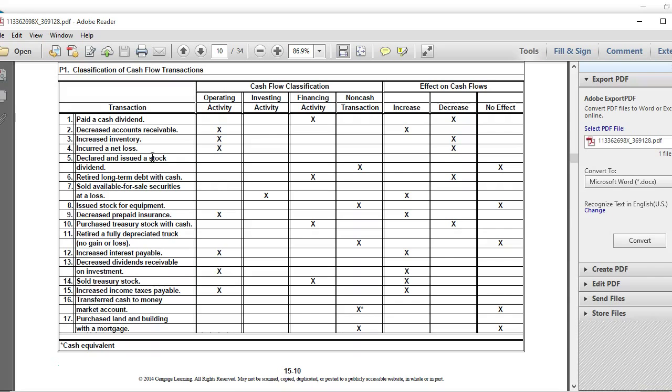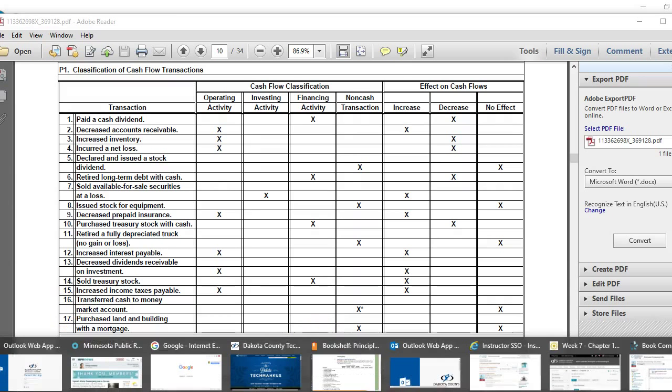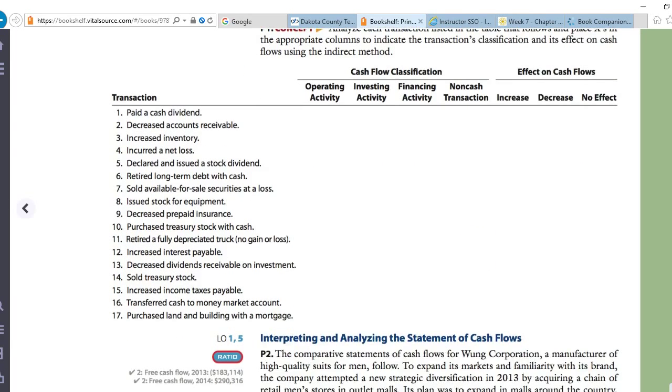Issued stock for equipment. Well, if we issue stock for equipment, we didn't have any cash that affected us. It's just diluting our stock again. We decreased prepaid insurance. Prepaid insurance is part of the operating activities. When we decrease an asset, we add it, don't we? We increase our cash. I want you to take 10, 11, 12, and 13 and try to think through it using your cheat sheet right now. Okay?